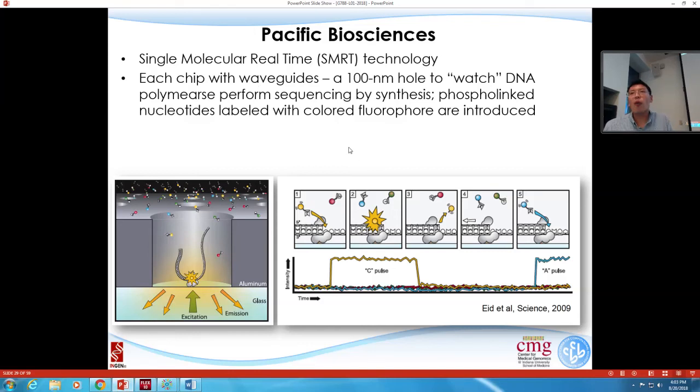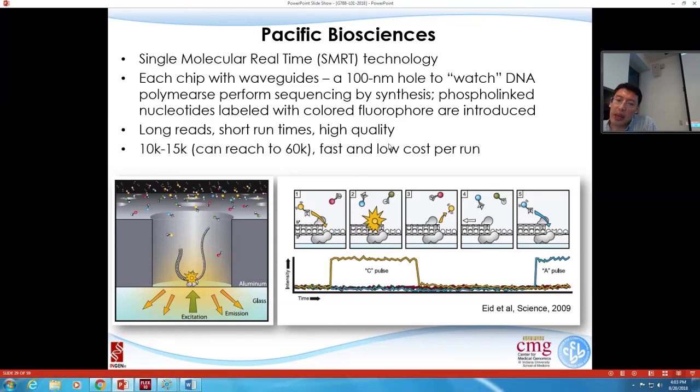You can see they are all based on very different biochemistry reactions, but by the end of the day, they all make sense. This technology will give you very, very long sequencing reads of reasonably high quality. They can go pretty long and can reach 60,000 bases. So there's a lot of advantage to this. But still, compared to Illumina technology, the sequencing quality is not very high. You still have a significant error rate for this particular technology, okay?